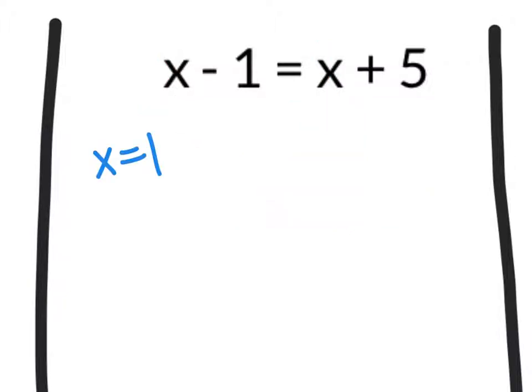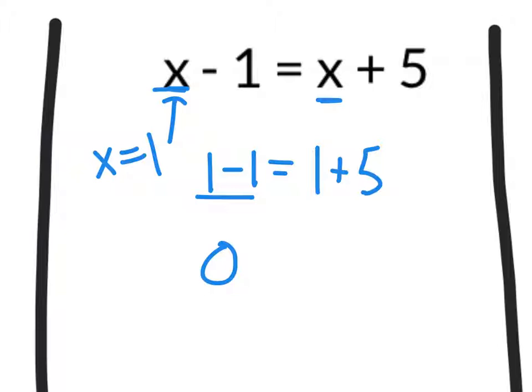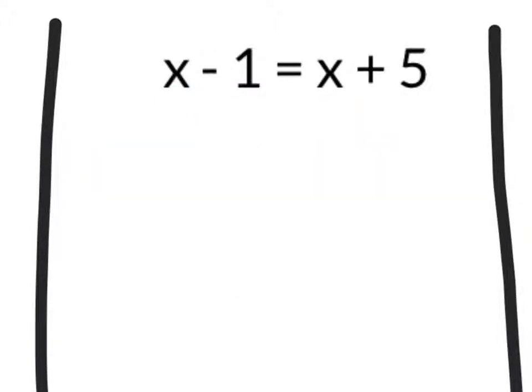Let's just try some values. If we plug in x equals 1, that's going to give us, instead of x, 1 minus 1 equals, instead of x, 1 plus 5, which would be 1 minus 1 is 0, equals 1 plus 5, 6, which is also not true. In this case, no matter what we plug in, it doesn't make sense. x minus 1 will never equal x plus 5. We say that this equation has no solution, which just means that no value for the variable will ever work.